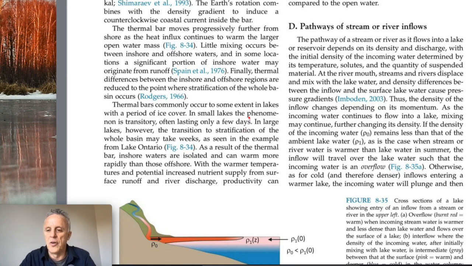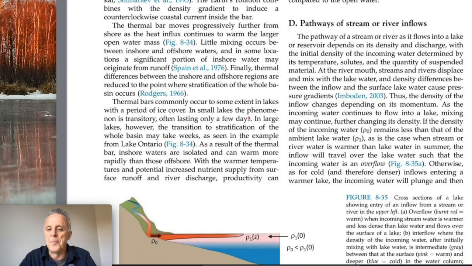Pathways of stream or river inflows. The pathway of a stream or river as it flows into a lake or reservoir depends on its density and discharge, with the initial density of the incoming water determined by its temperature, solutes, and the quantity of suspended material. At the river mouth, streams and rivers displace and mix with the lake water, and density differences between the inflow and the surface lake water cause pressure gradients. Thus, the density of the inflow changes depending on its momentum. As the incoming water continues to flow into a lake, mixing may continue further, changing its density.